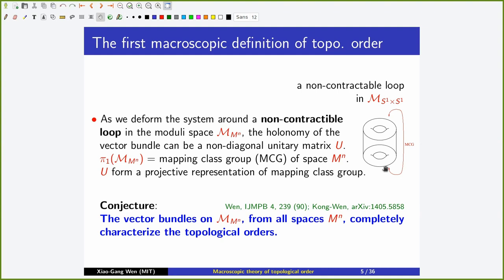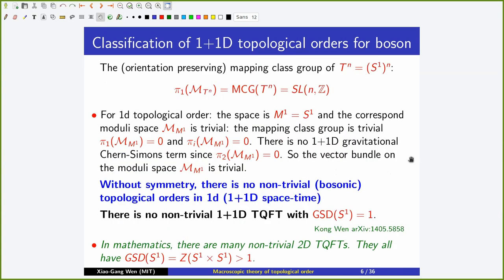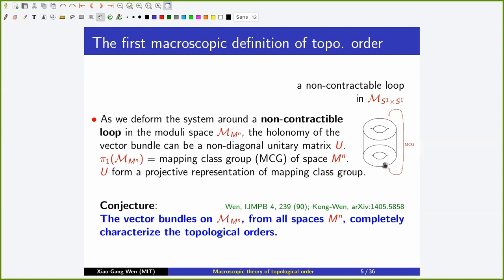There are many different ways to map a torus into itself. One way is to do this 90 degree rotation here. That's called the S matrix in two dimensions. Or you can do this twist: you can shear-deform the torus until you get this shape, and this shape and the original shape can be identified via this coordinate transformation in this graph. So this is an example of a non-trivial map. This non-trivial map from the space to itself is called the mapping class group, so they form a group. So this non-contractible loop in the moduli space, pi one, is given by the mapping class group of a space.